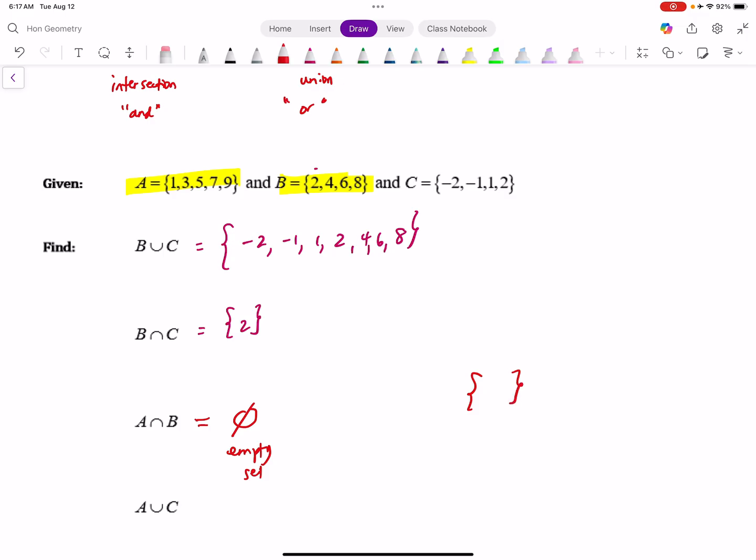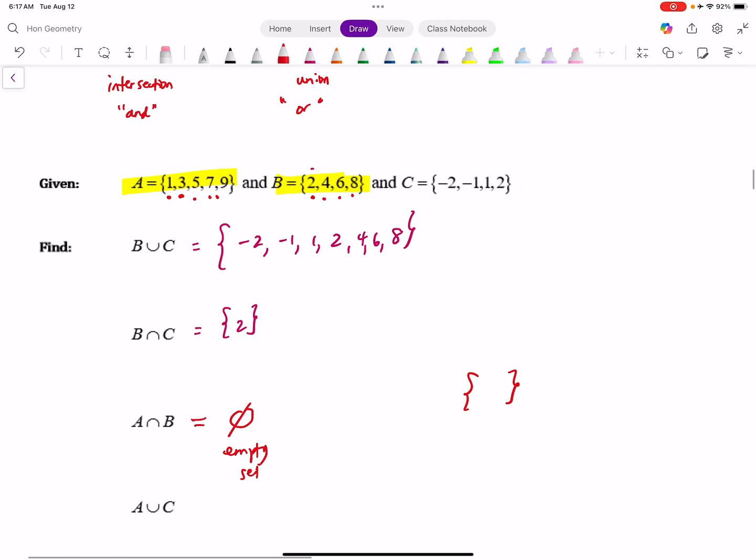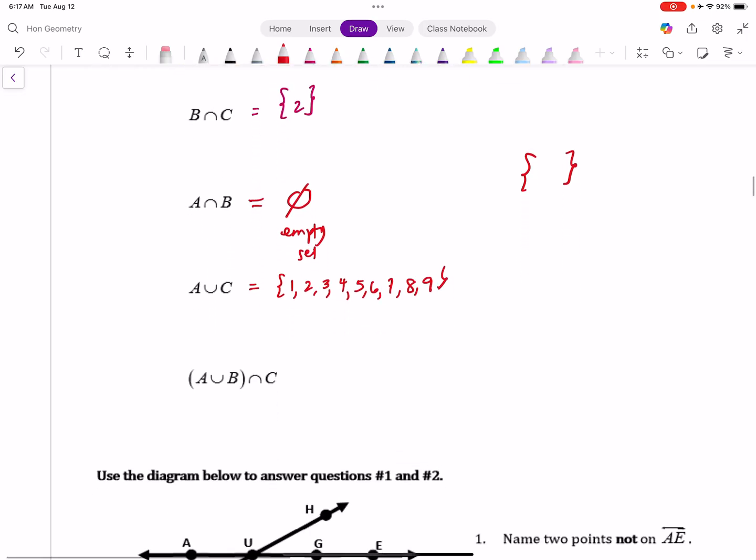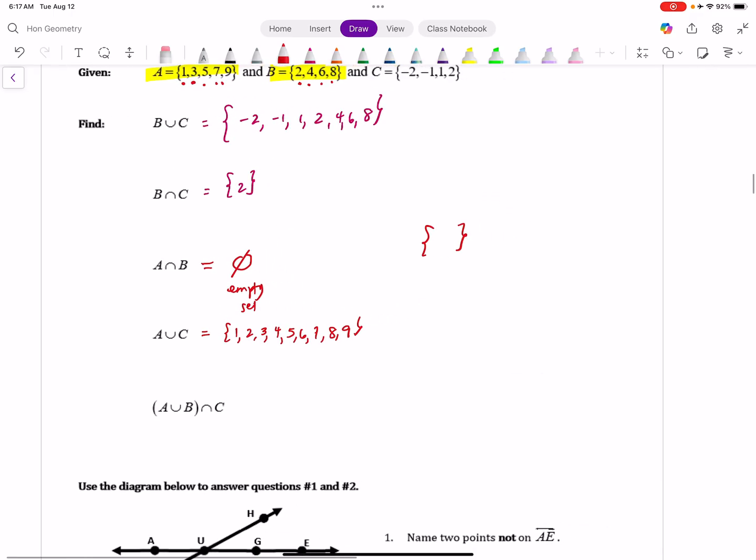If you wanted the intersection, let's see, that's the intersection. I meant union. 1, 2, 3, 4, 5, 6, 7, 8, 9. That would be a set that contained these 9 whole numbers. Okay. All right. So next one, we're going to do this part first. We want A union with B.